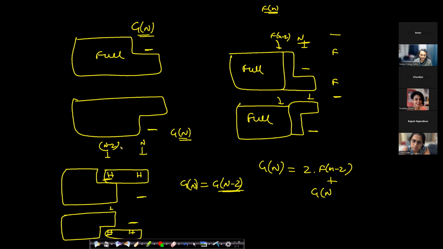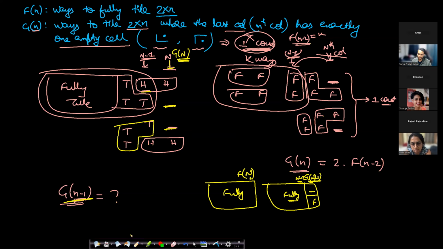I think it should be n minus 1. I think so. Nobody corrected me. This should be n minus 1. From there, if you put a horizontal bar, you go one column to the right, isn't it? So this is going to be n minus 1. So this is the recurrence relation with g of n. Okay, we have it now. Thank you.